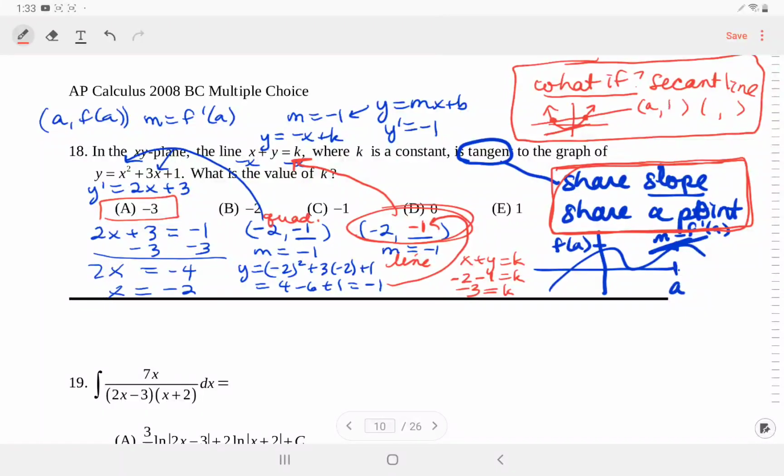So imagine if you had points A, B, C, D, and you were trying to find the equation of a line. Isn't that what we did in Algebra 1? Secant lines have two points. So you would use the slope formula, y2 minus y1 over x2 minus x1, and then you would use your point slope form, y minus y1 equals m times x minus x1.